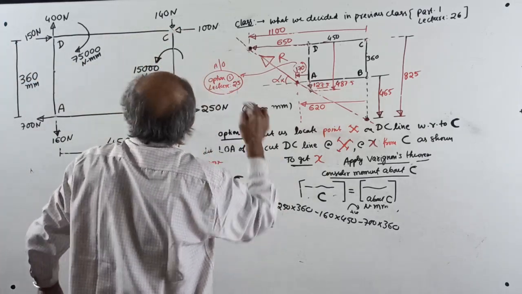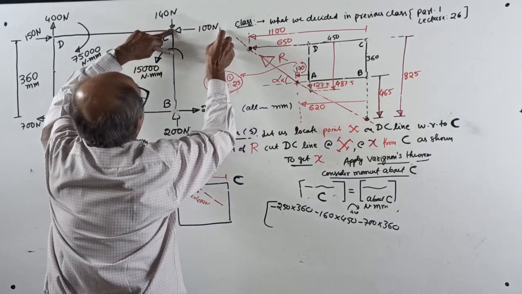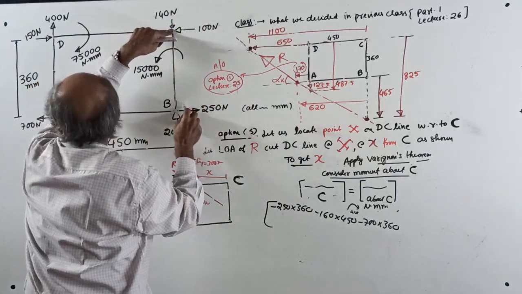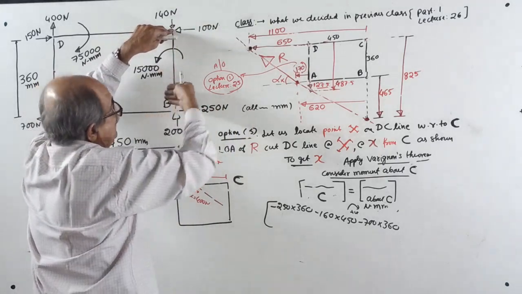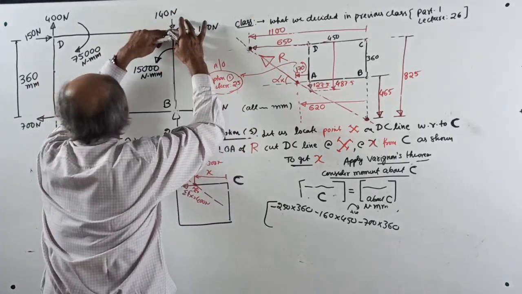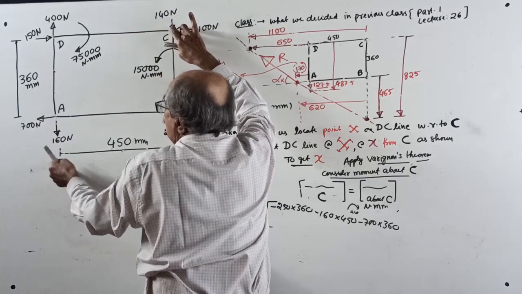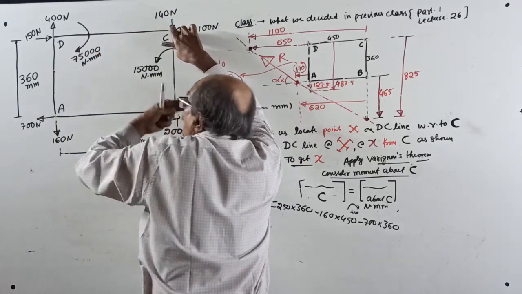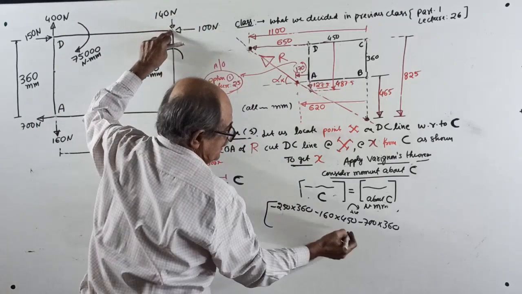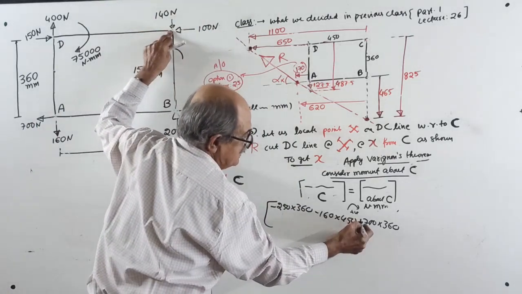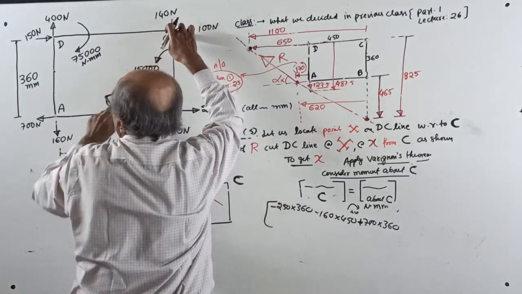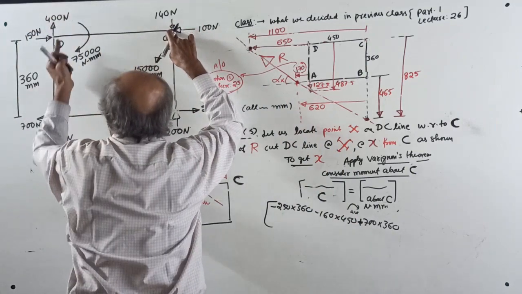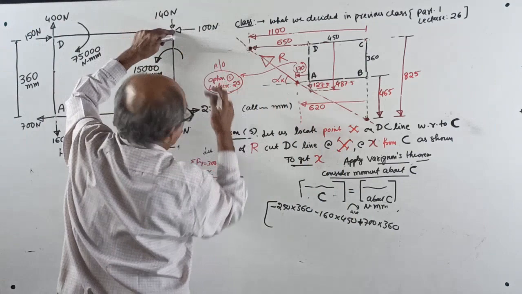Oh, sorry, not a minus. See here. 100 into 0, 140 into 0, 250 into 360 is anti-clockwise, correct. Then 160 into 450 is anti-clockwise, but 700 into 360 is clockwise. If we make a mistake like this, gone. Then 150 into 0, 400 into 450, once again clockwise.